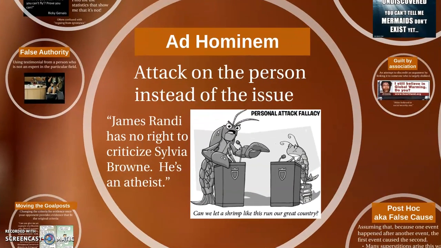So we'll start with the ad hominem fallacy, which is an attack on the person who is making the argument instead of arguing specifically about the issue itself. So if you look at these examples, both of these are ad hominem fallacies.